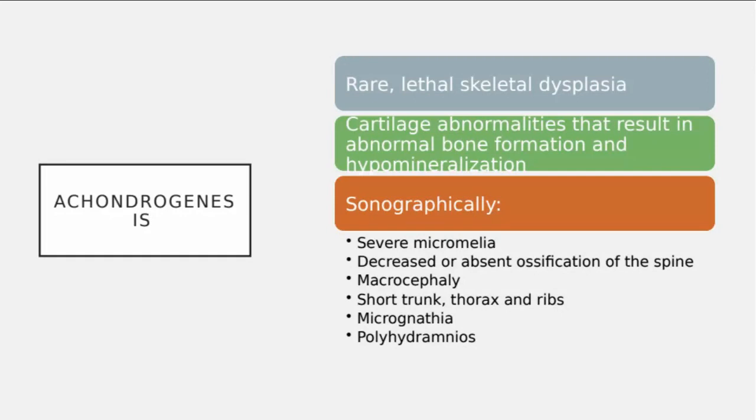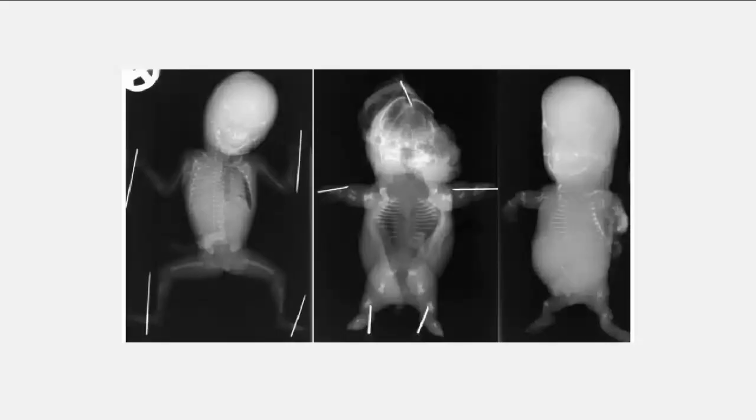On ultrasound, we're going to see severe micromelia, so that's talking about the entire extremity itself. We're going to see decreased or absent ossification of the spine, and that's because we have that hypomineralization, right? We don't have enough mineralization going on during ossification to create that really strong bone in the spine. We're going to have macrocephaly, a short trunk, so a very compressed thorax and ribs. We're also going to see micrognathia, that abnormally small chin, and polyhydramnios.